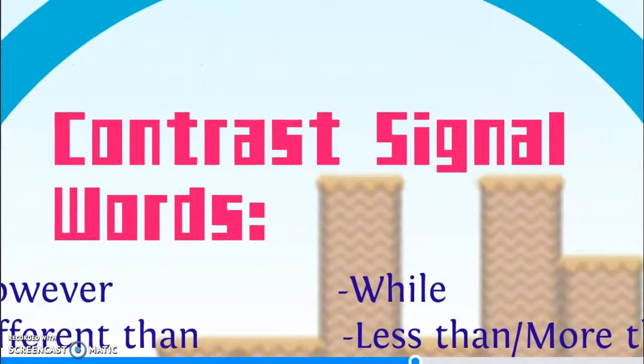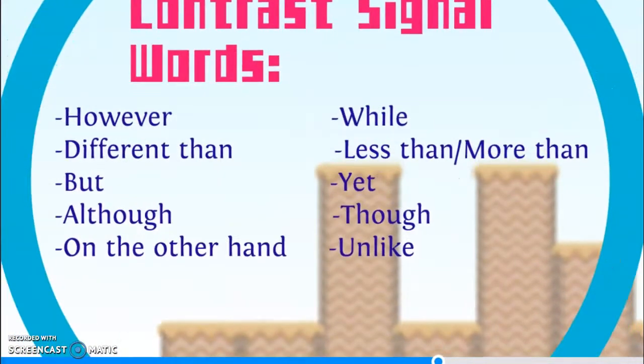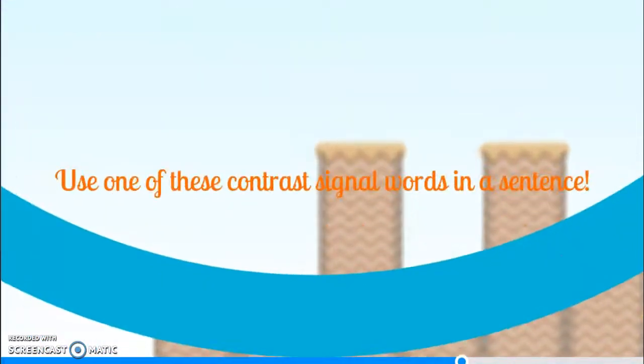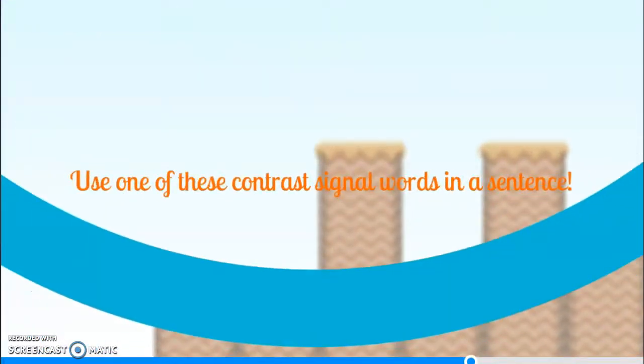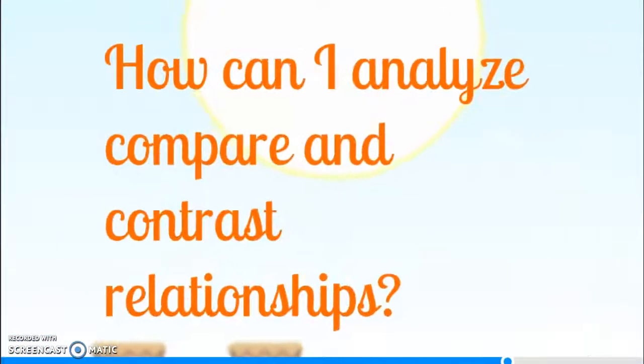Some of our contrast signal words are listed here. However, on the other hand, less than, more than, unlike. That's a couple of our contrast signal words. Use one of these contrast signal words in a sentence.